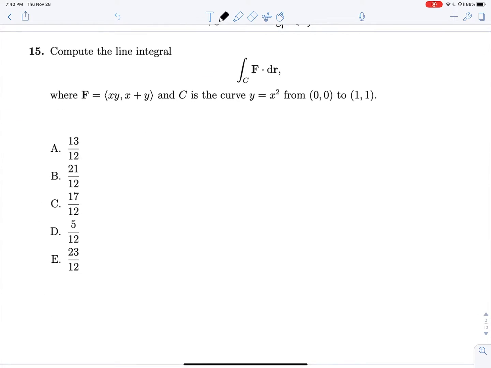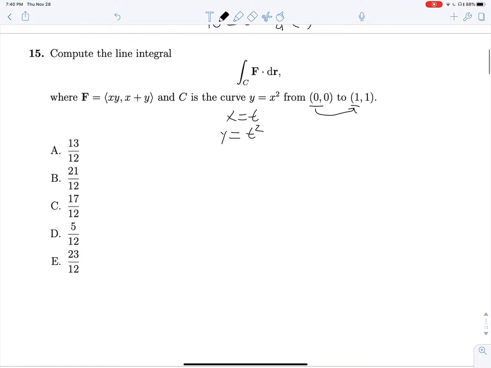Let's compute another F·dr line integral, except this time we have to parametrize it for ourselves. So whenever we're parametrizing y equals x squared, all we do is we set x equal to t, y to t squared, and then we can pull our bound straight from our x values here, because we know that since x is equal to t, our change in x will also be our change in t. So in this case, 0 is less than or equal to t, which is less than or equal to 1.